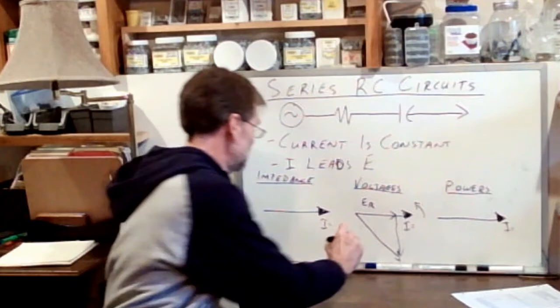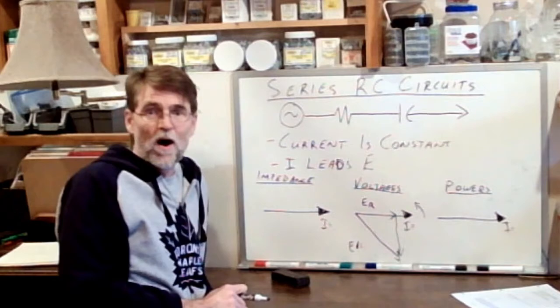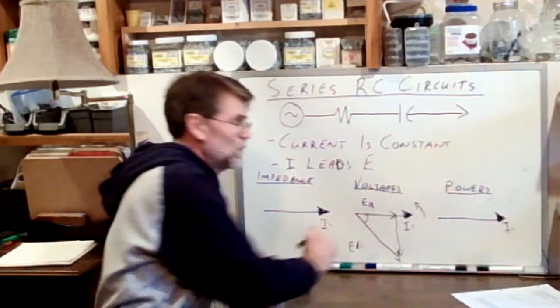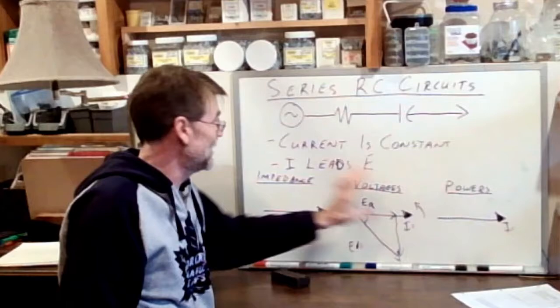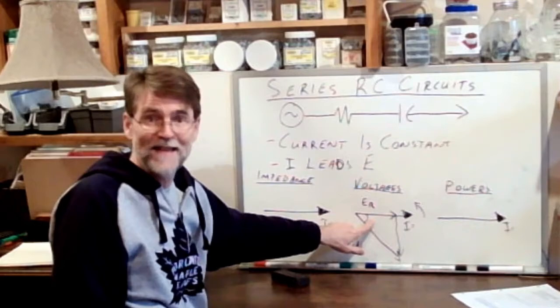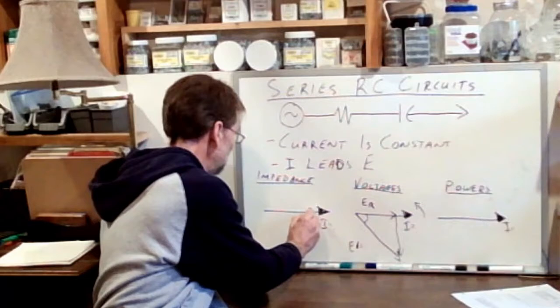So EA equals the hypotenuse of our voltage triangle. Now we have a particular angle which represents the phase shift in our circuit. That angle will be the same for all three triangles, because all three triangles represent the same circuit, just different variables within that circuit. So whatever this angle is, the phase shift will be the same throughout the entire circuit. So we can draw the other two triangles.